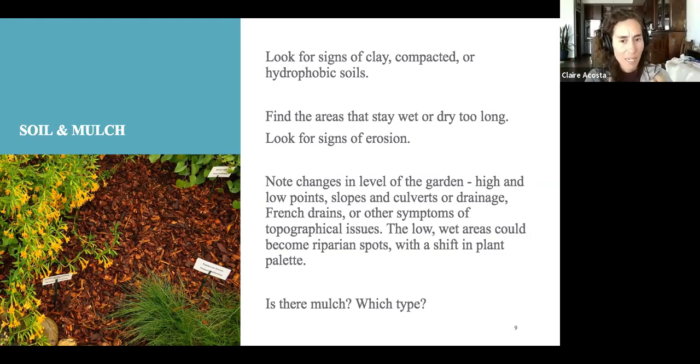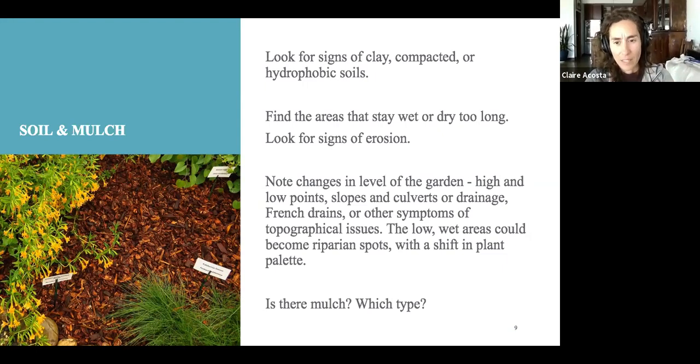But any kind of high points, low points, slopes, drainages or rain gutters, where are those outletting to? Any kind of drains I would definitely note on there, because that might be water you can actually capture and infiltrate on site, or even design to take advantage of.